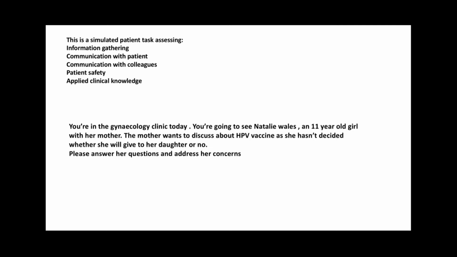So if the girl takes the vaccine at this age, she will need only 2 doses. But if she takes it after she has completed her 15 years, she will need 3 doses instead. The 3 doses will be: one dose today, for example, the second dose in a month's time, and the third dose 3 months after the first dose.